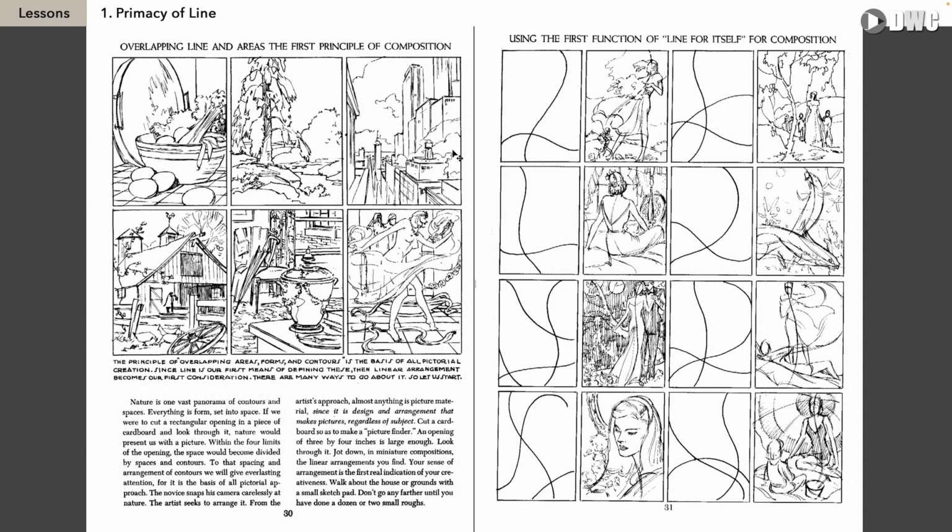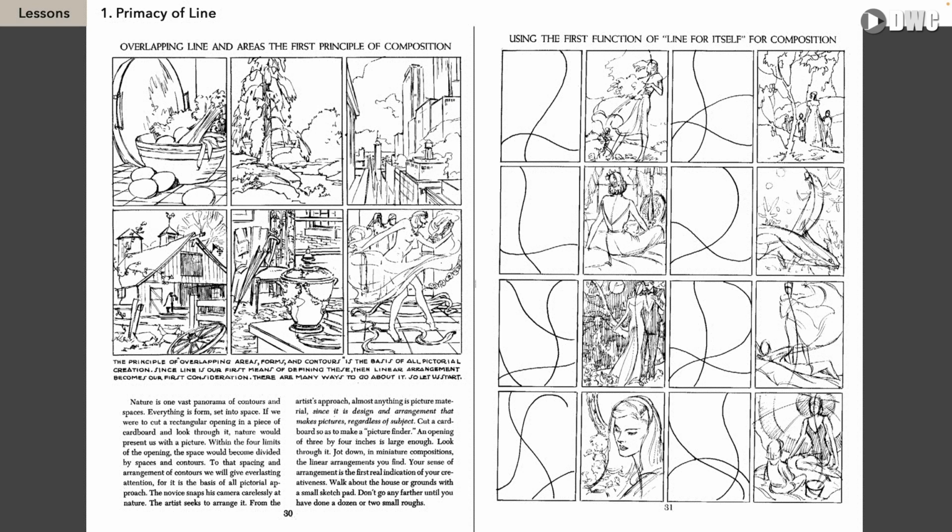So line divides space. It creates arrangements. Here's a couple pages from the book. He says line is the first principle of composition. Overlapping line and area is the first principle of composition. So he's talking about lines in design, lines in form, and overlapping creates many things. It creates depth, it creates space, it creates intersections. So overlapping lines and areas is the first principle of composition.